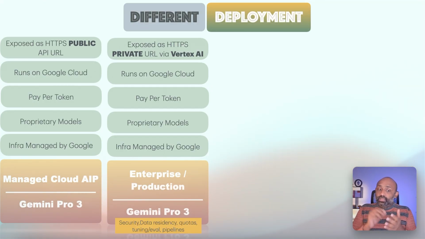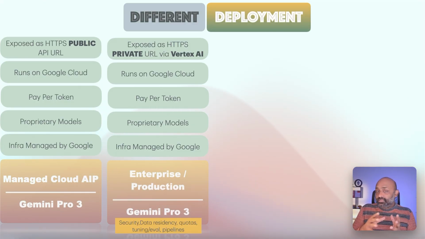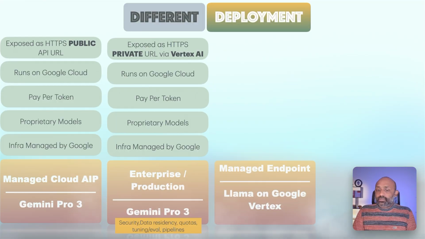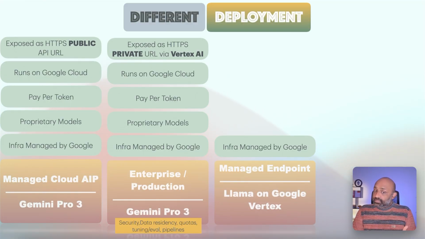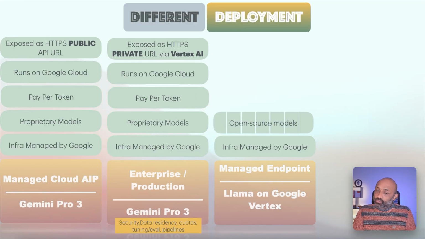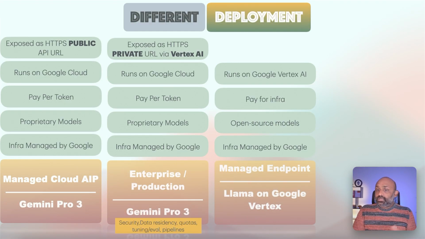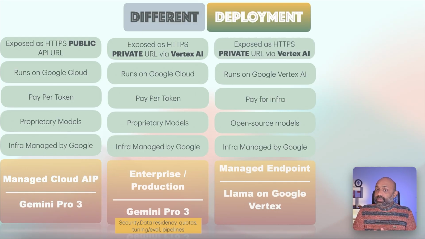So from there, we get some more granular controls of security, the token limits, rate limits, and then data residency and stuff like that, right? The next option is using Google's infrastructure to deploy a custom model. Custom model means it is not proprietary, it is an open source model. In this case also, the infrastructure is managed by Google, but we pay for the infrastructure and it runs on Google Vertex AI, and we get a private URL through Vertex AI. So this is for open source models.